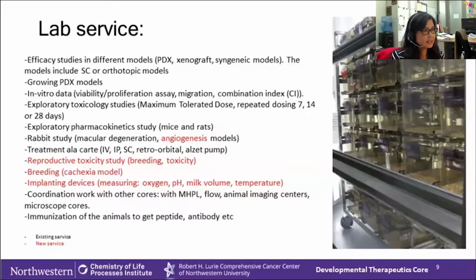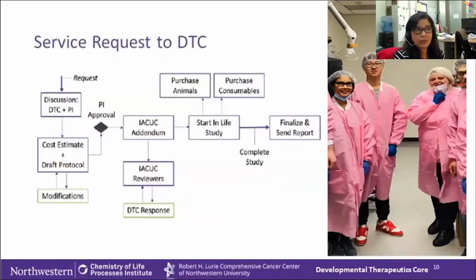Next slide. If a PI is interested in working with us, usually they can contact us via email or give us a call. And usually we discuss in detail what the goal of the project is. It can be for simply a grant application where we need preliminary data, or it can be for publication, or it can be for an IND application to submit to FDA. And we usually come up with a cost estimate and draft protocol.